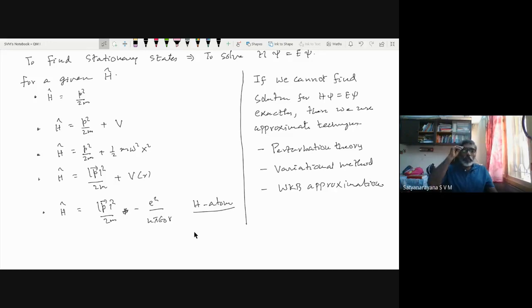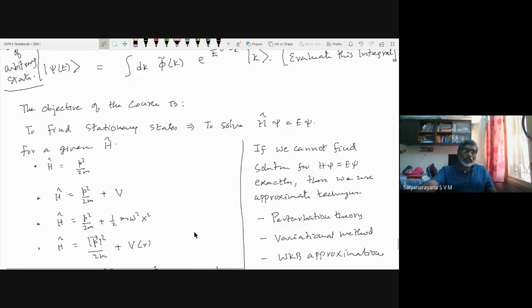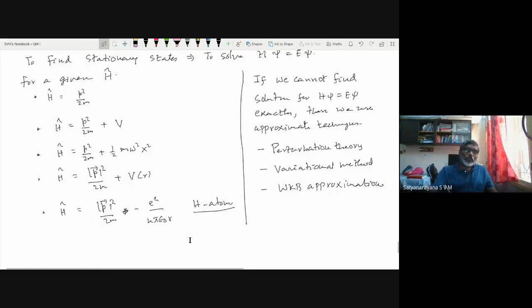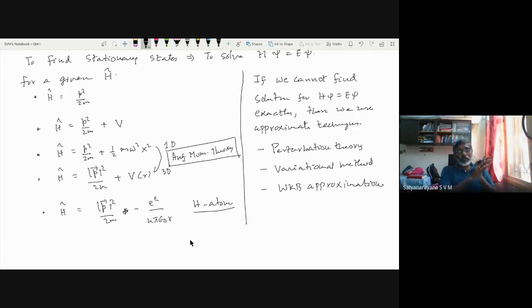So the important part is that this is what we actually do in our syllabus. But then when you go from 1D to 3D, so this is one-dimensional problems and you have three-dimensional problems, there is an important thing that we have to learn, that is angular momentum theory. This will be very important because learning this theory will help you understand various other subjects later.